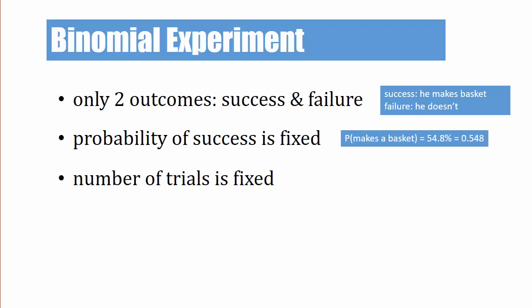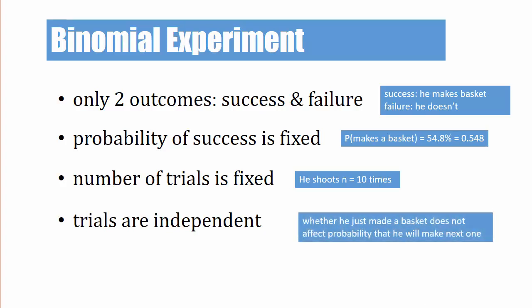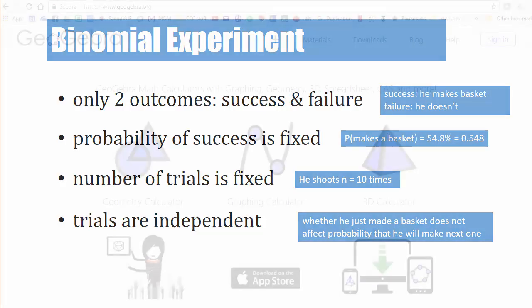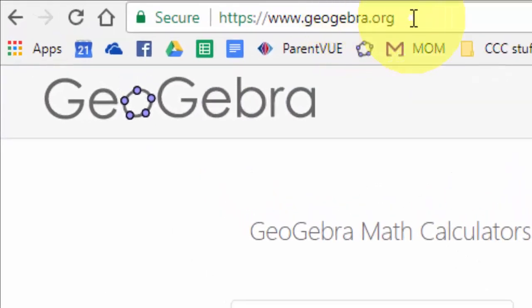The number of trials is fixed, and here the number of trials is the number of times that he shoots the ball. We often call that n. So here we have n is equal to 10. And the trials are independent of each other. In this case, it just means whether he just made a basket does not affect the probability that he will make the next one. So let's take a look and see how to compute these probabilities using a couple of different online tools.